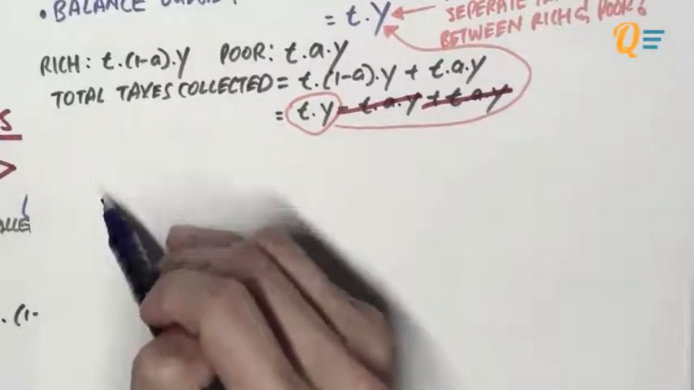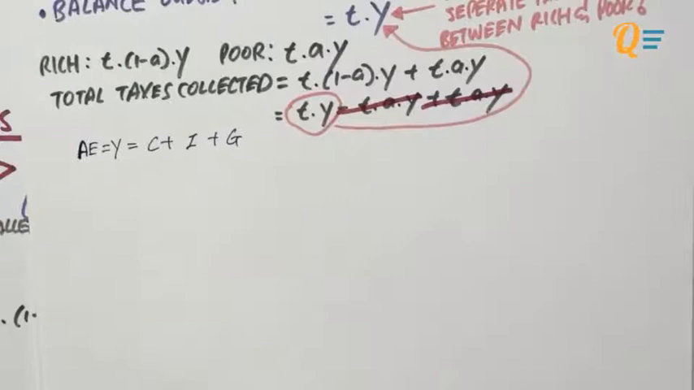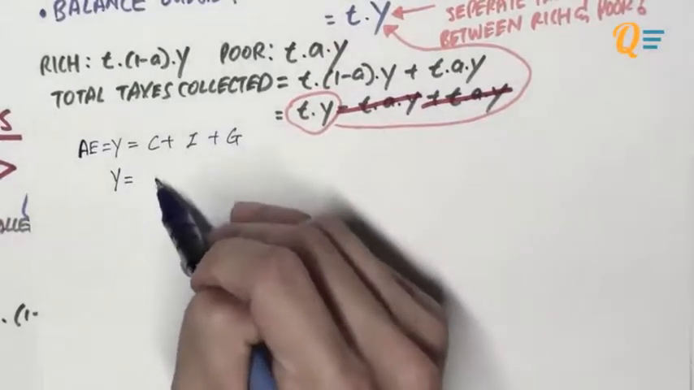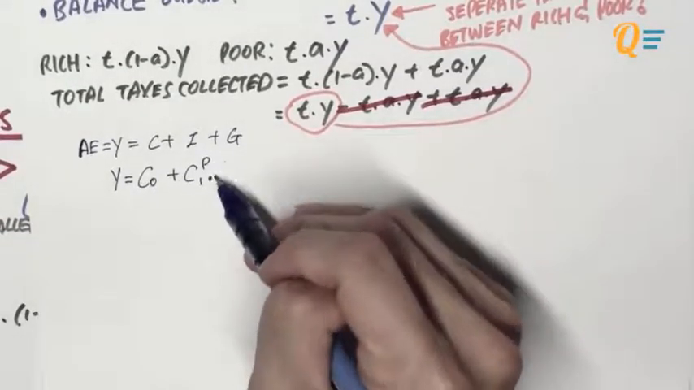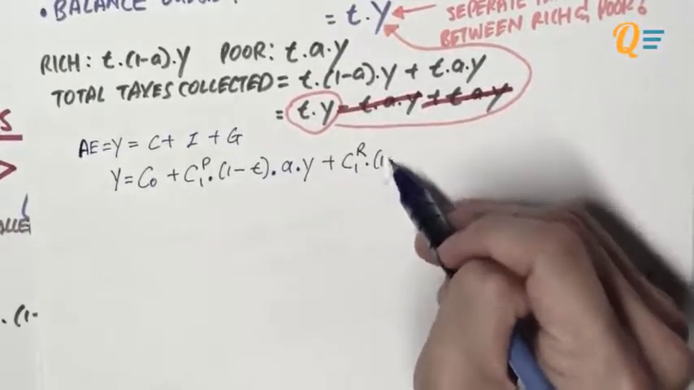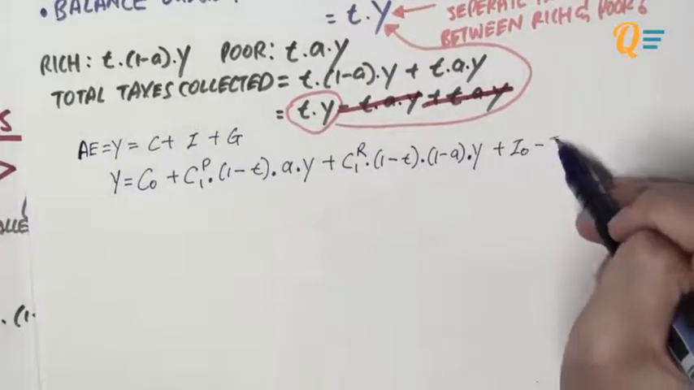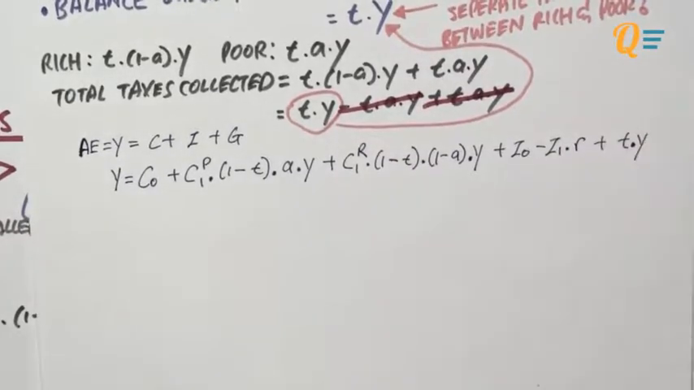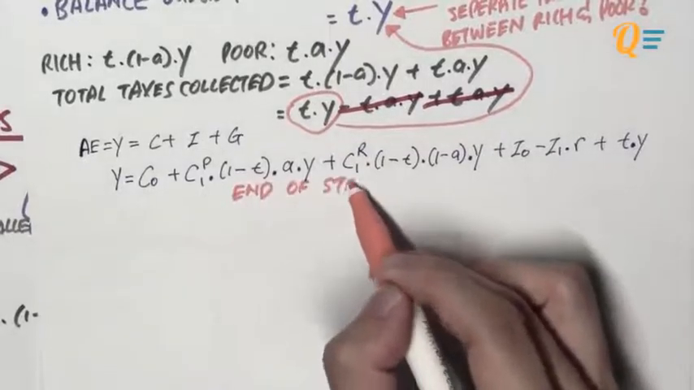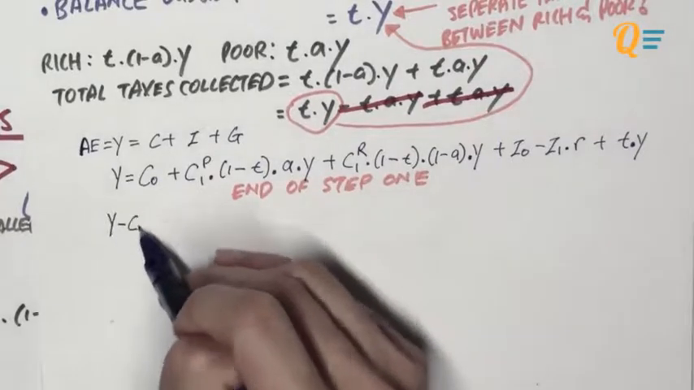Okay, so we'll begin with at equilibrium, AE equals Y, which equals C plus I plus G. And I'm now going to expand all these components out into their respective forms. So this is my consumption function, and this is my investment function. And we've got government spending, which is small letter t times y. So you'll notice that this is actually the end of step 1 to finding my multiplier.